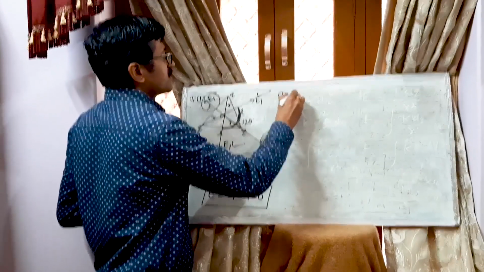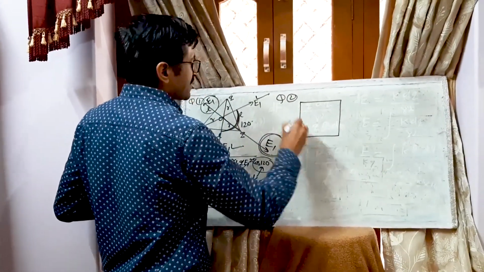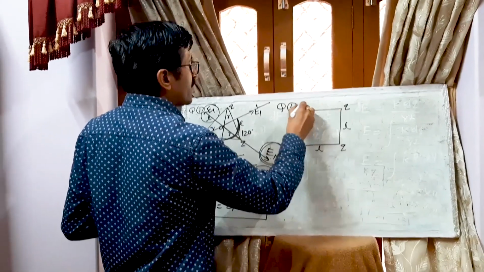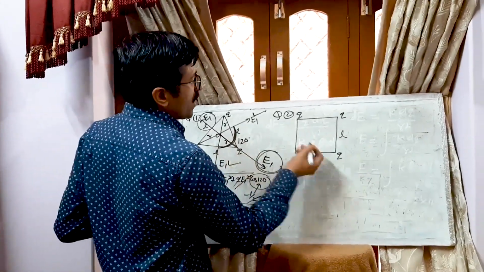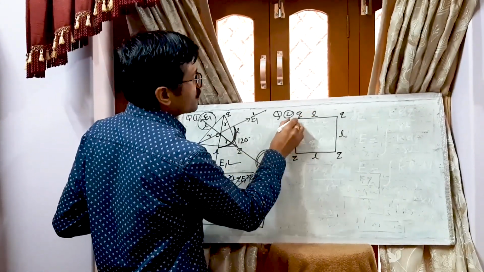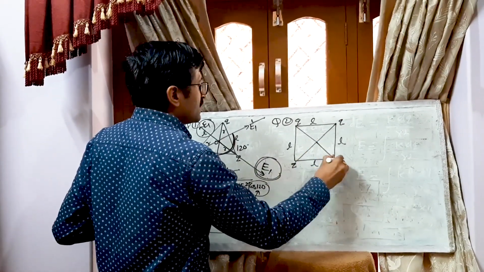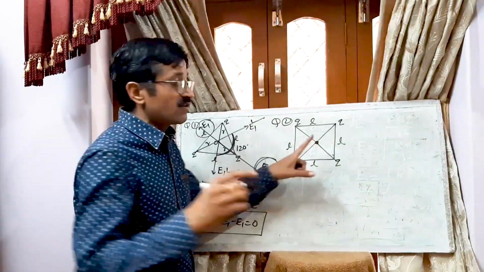Now what about question number two? When we take a square, at each corner of the square, 4 charges are kept. These are identical charges, and the square has the same sides, that is, each side of the square is the same. Then you have to find the electric field intensity at the center of the square.